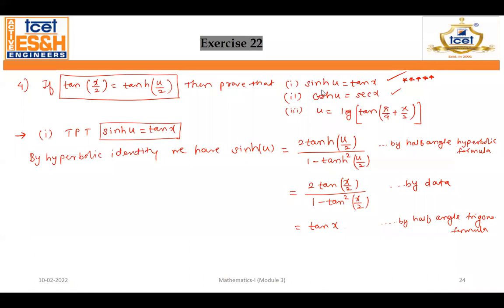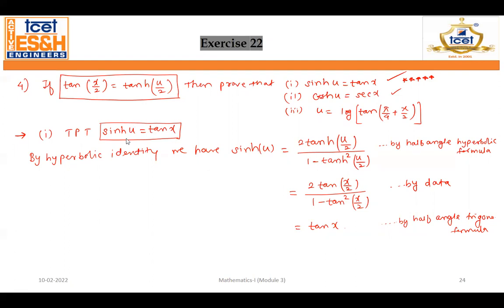Then we have to prove that sine hyperbolic of u is equal to tan x, cos hyperbolic of u is equal to sec x, and u is equal to log of tan of pi by 4 plus x by 2. These three things we need to prove from one single information, that is tan of x by 2 is equal to tan hyperbolic of u by 2.